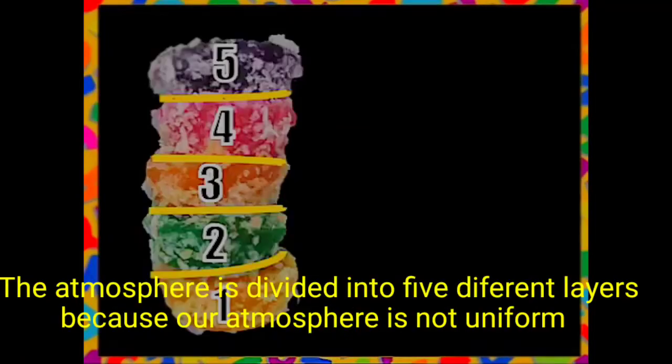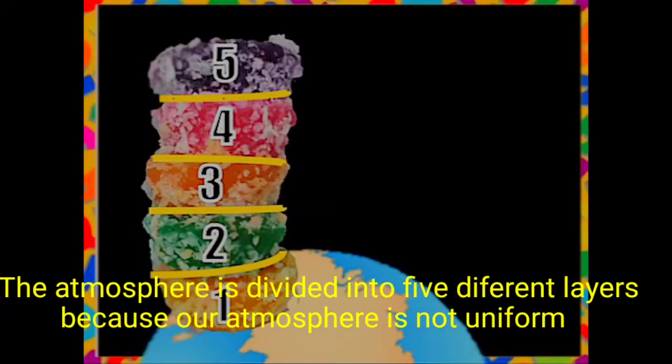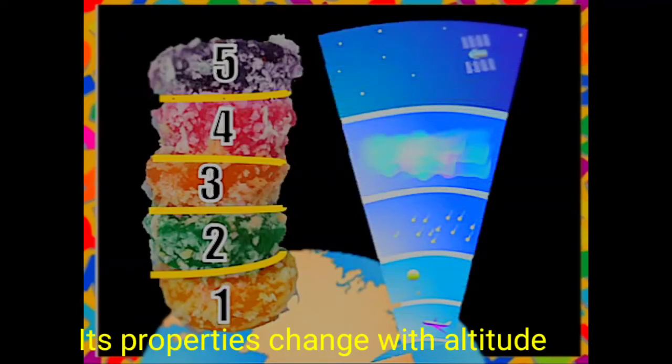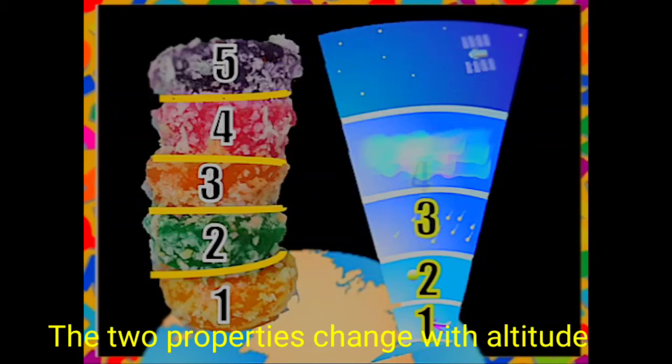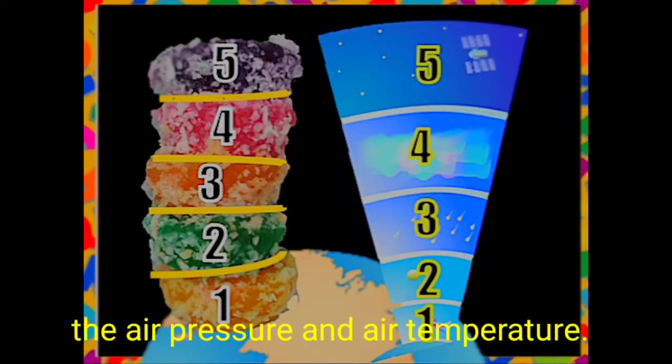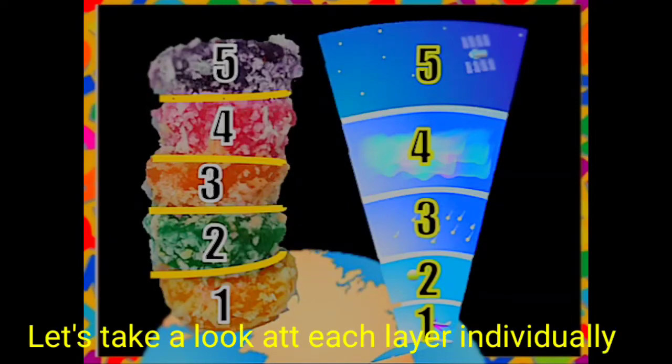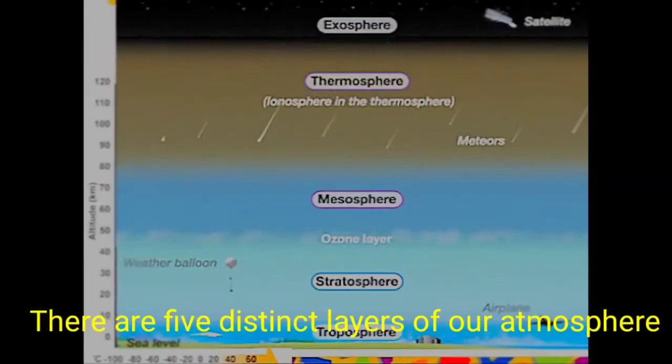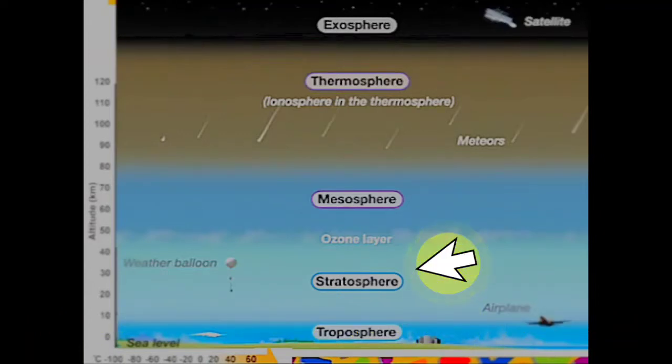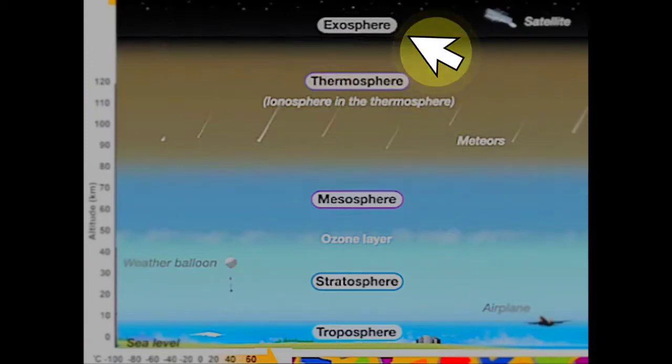The atmosphere is divided into 5 different layers because the atmosphere is not uniform. Its properties change with altitude. Two properties change with altitude: the air pressure and the air temperature. Let's take a look at each layer individually. There are 5 distinct layers of our atmosphere: the troposphere, stratosphere, mesosphere, thermosphere, and the exosphere.